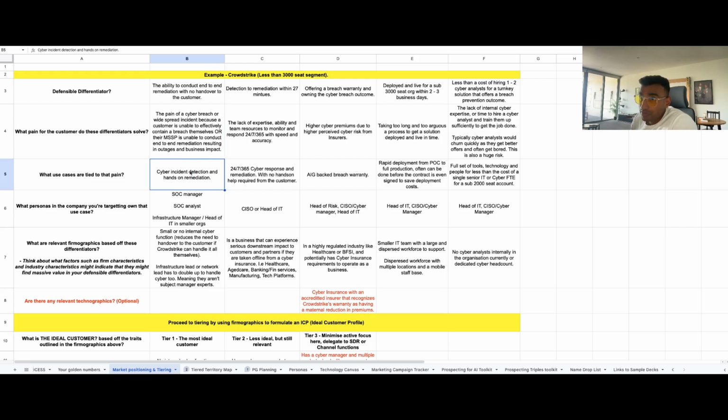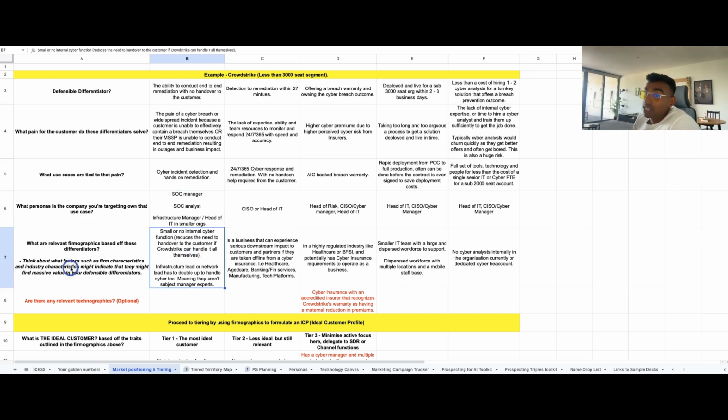So then I looked at what use cases are tied to that pain. The use cases are cyber incident detection and hands-on remediation. Then the question is, who in the company you're targeting owns that use case? For me, at that time, it was a SOC manager, a SOC analyst, an infrastructure manager, a head of IT in smaller organizations. So I'm basically working down this chain, answering those questions. Build these out individually, by the way. Go one at a time so you can really get deep, and then you can start to build down.